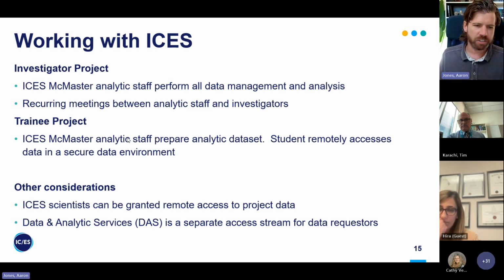There's also a separate access stream that I need to mention, that if you do not want to work with an ICES scientist at all, or if there's private sector researchers who can't go through the normal process, there's a data analytics services, which is a separate access stream. Although there are some more limitations with that in terms of the granularity of data that you are allowed to access.